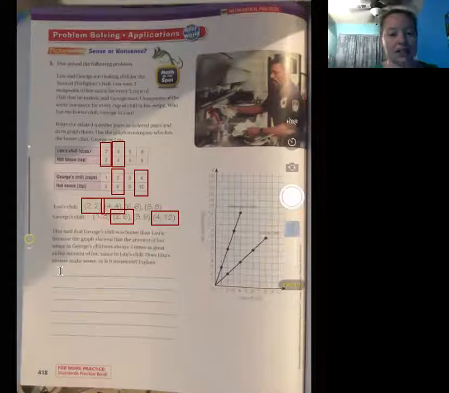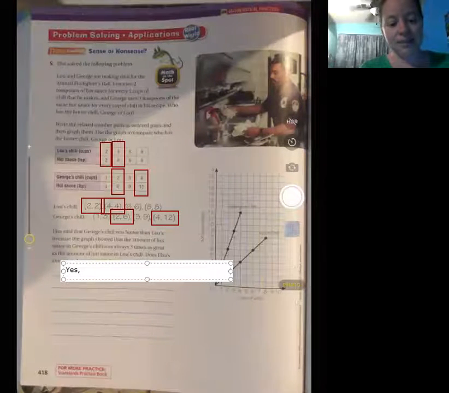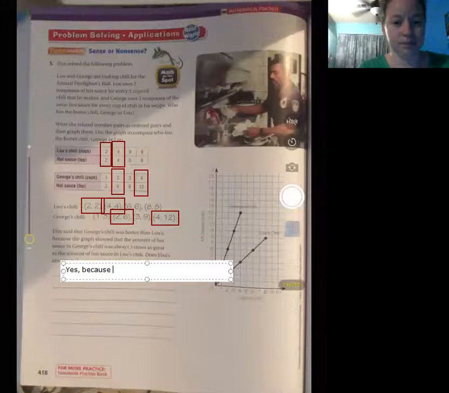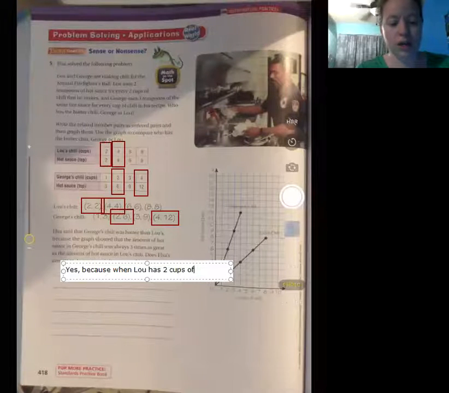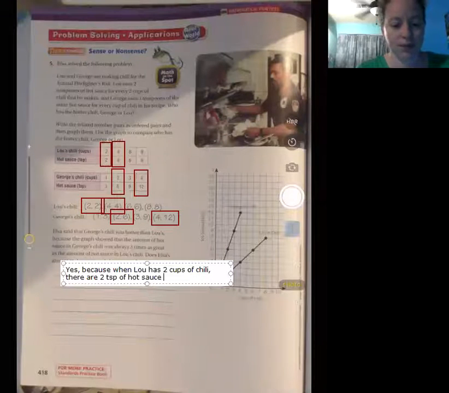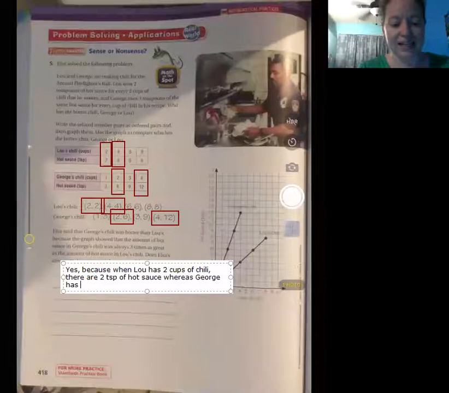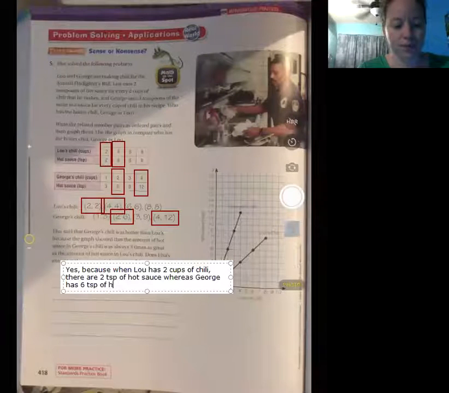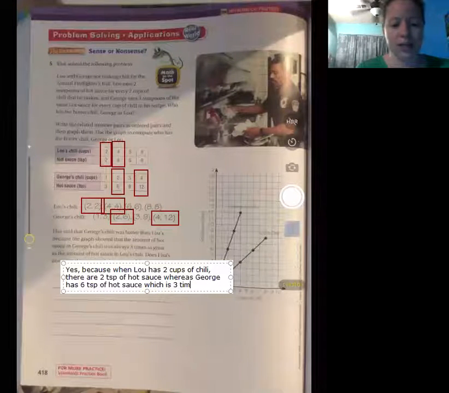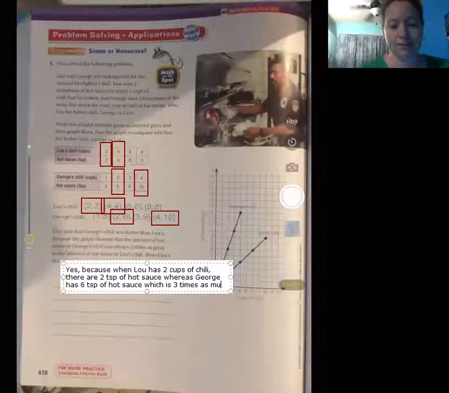Yeah. So does it make sense? Yes, because when Lou has 2 cups of chili, there are 2 teaspoons of hot sauce, whereas George has 6 teaspoons of hot sauce, which is 3 times as much.